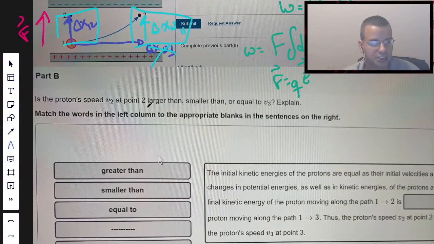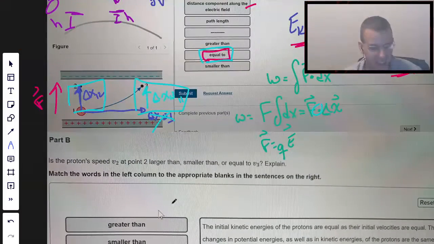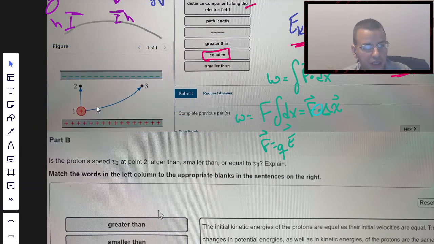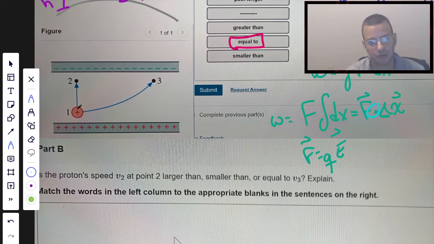All right, this is the proton speed v2 at point 2 larger than, smaller than, or equal to v3. So the idea is, if you think of this like a ball falling, or the proton falling towards the negative, its initial energy is from its kinetic energy, its motion, its speed, and the change in potential energy, delta U, the energy it gains, is going to be the same for 2 and 3. Therefore, you have a certain amount of energy to start with. You add the same amount of energy to both of them, so that 2 and 3 then have the same amount of energy total.